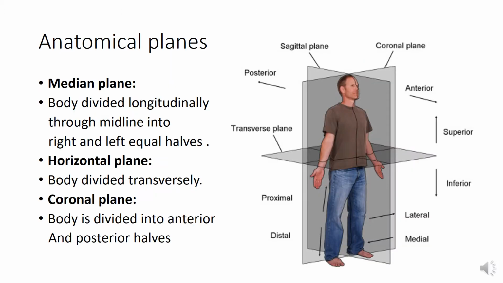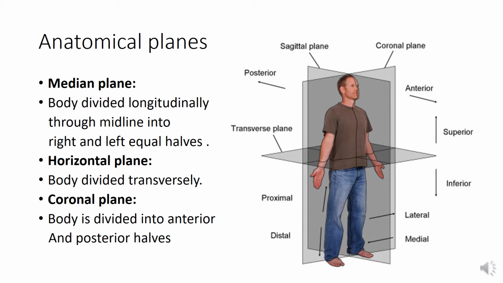Now, to facilitate description of relations, various imaginary planes have been proposed to be passing through the human body. The principal three planes of the human body are the median plane, coronal plane, and the transverse or horizontal plane. Again, these planes are expressed in the body that is supposed to be standing in the anatomical position.